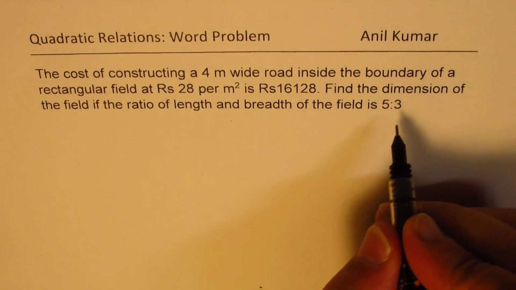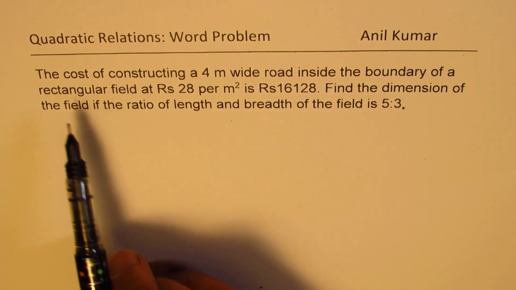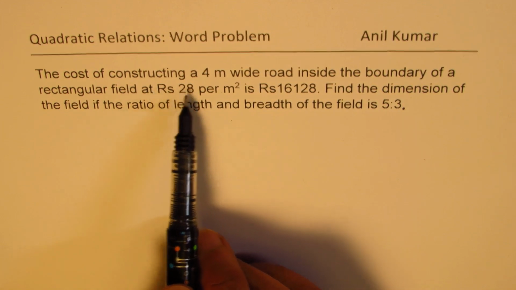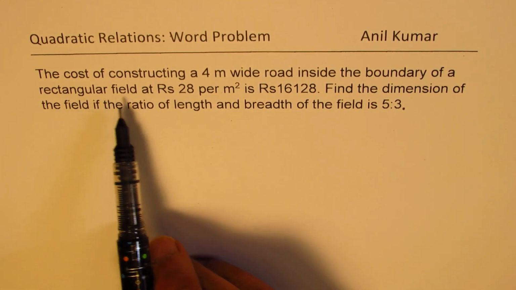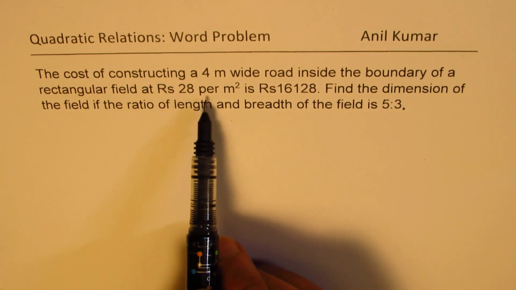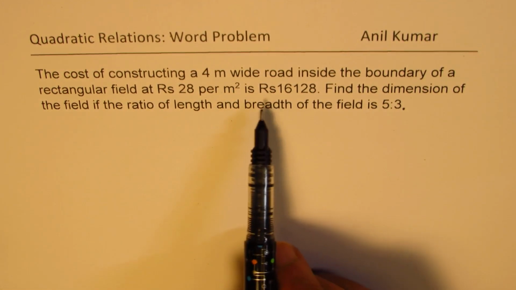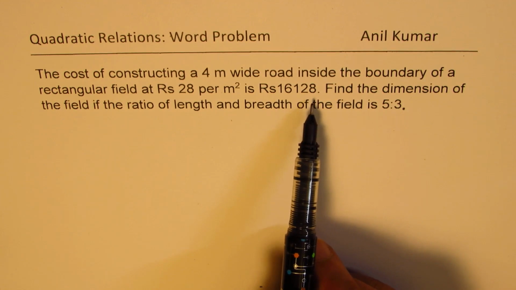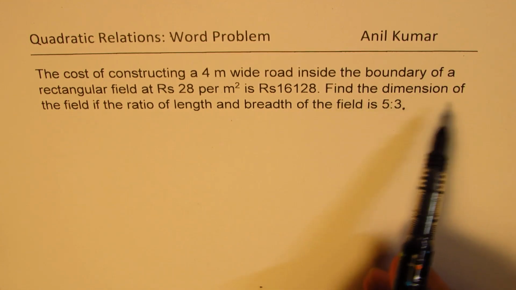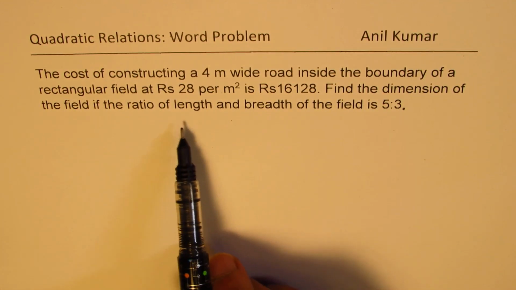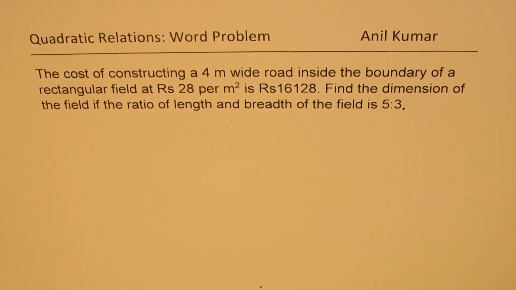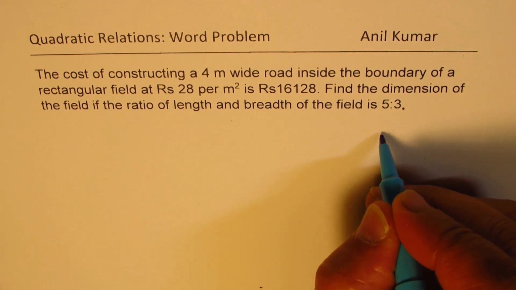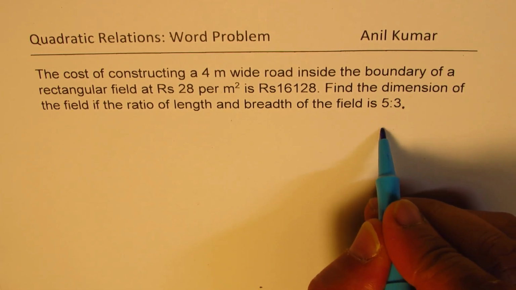Let us see how to solve this question. The cost of constructing a 4-meter wide road inside the boundary of a rectangular field at rupees 28 per meter square is rupees 16,128. Find the dimensions of the field if the ratio of length and breadth of the field is 5:3. You can always pause the video, answer the question, and then look into my suggestions.